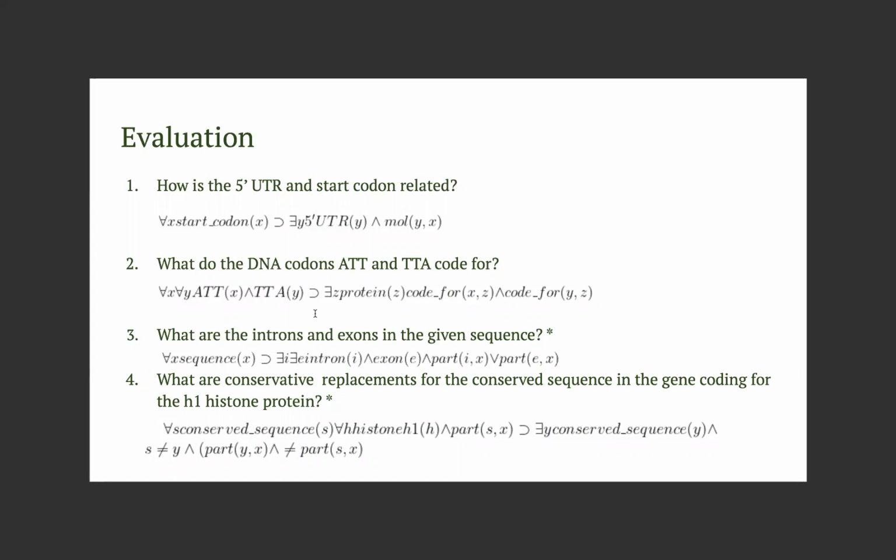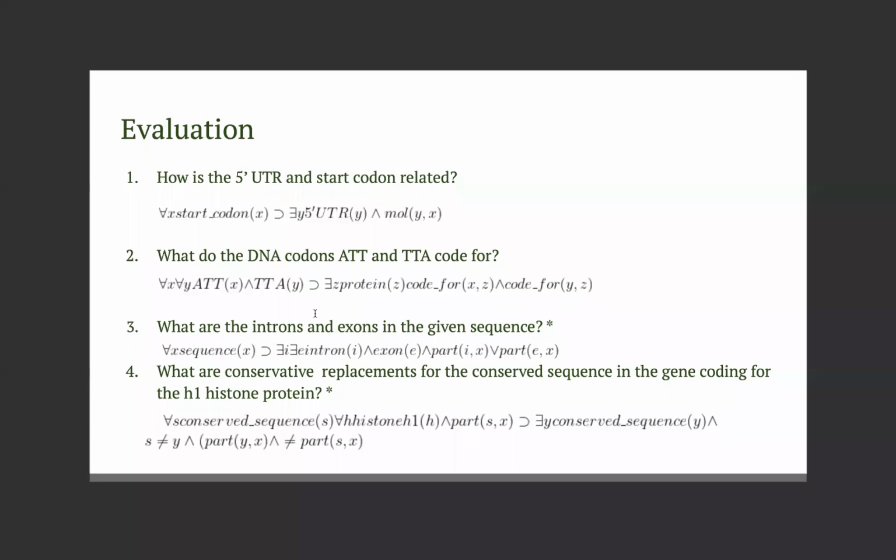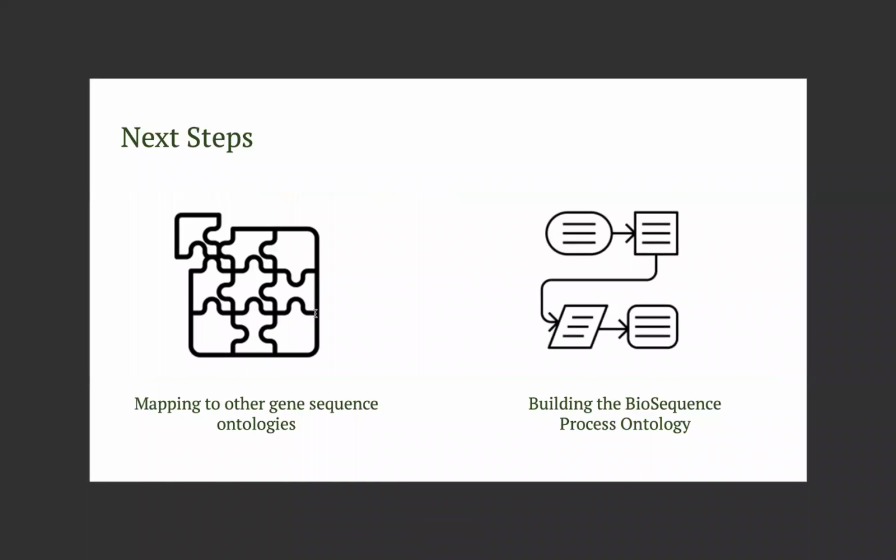However, questions 3 and 4 are incomplete. This is because the intron and exon are defined based on the result of processes that change the sequence, such as transcription, translation, and splicing. As such, in the future, we aim to create mappings to existing gene sequence ontologies to increase our knowledge base and lower the barrier to usage for other researchers.